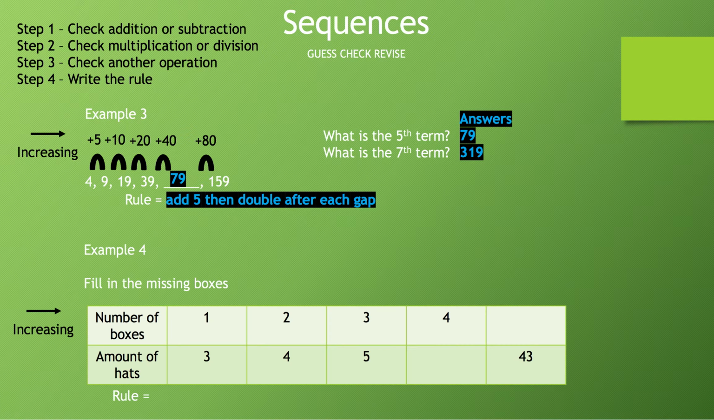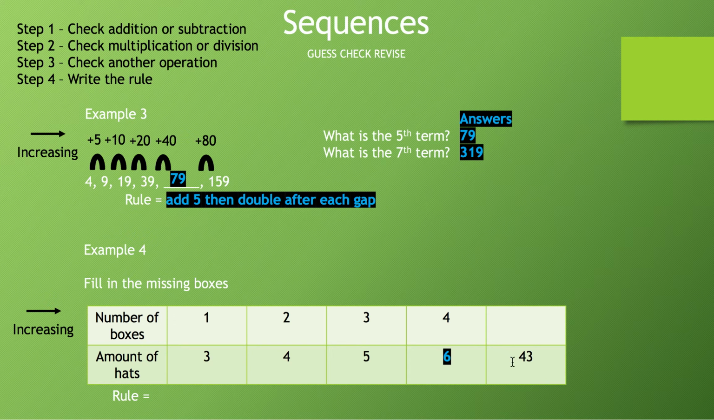Let's take a look at example 4, filling in the missing boxes. If we take a look, the top row and the bottom row are linked. Therefore, looking at the first one, the number of boxes is 1, and the number of hats is 3. If we look at 2 and 4, there's a pattern happening. 3 and 5. So what do you think 4 is going to be? 6. Add 2.